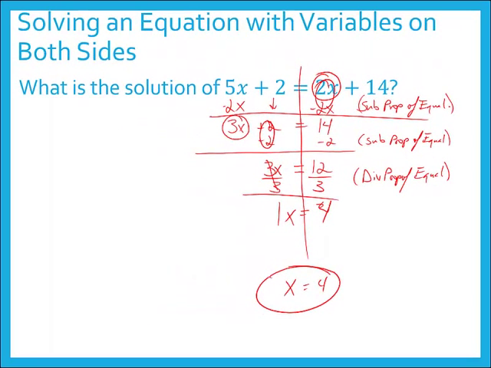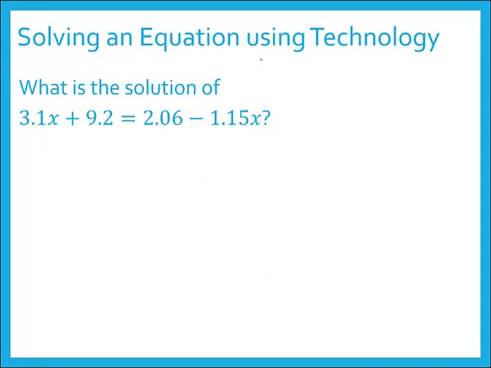Alright, next question. This is going to be example 2. The previous one was example 1, sorry. Okay, so for example 2, we have 3.1x plus 9.2 equals 2.06 minus 1.15x. Again, draw your line down the center of the equal sign, and we need to get all the variables on the left side of the equal sign.